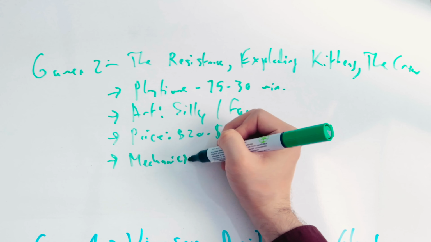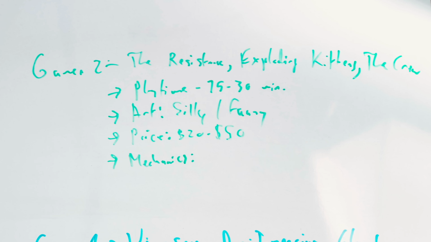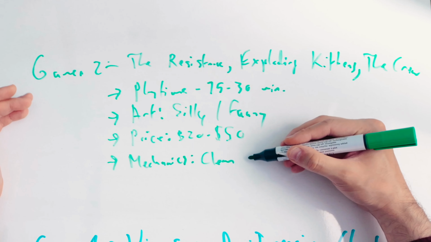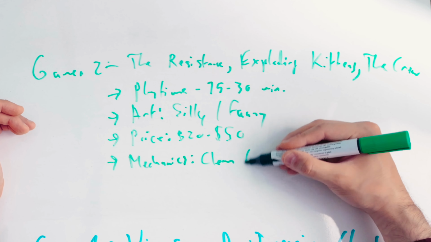And finally, our mechanics. We want not to have too many. We want a quick teach, basically. It's a 15 to 30 minute game. You don't want to be spending 15 to 30 minutes explaining rules. So I would say a clean and easy teach.